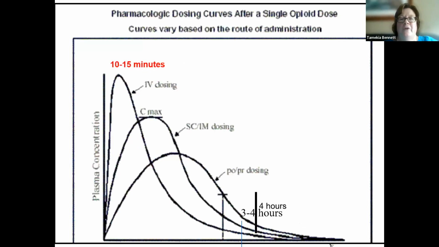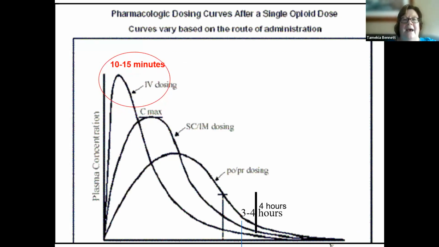So to demonstrate for you here, I'm showing the different pharmacologic dosing curves after one dose of an opioid. And when we do IV dosing, we have to be very careful because over the first 10 to 15 minutes, really to 30 minutes, we can get very high peaks and we can cause side effects if the dose is too high. And those side effects can even include respiratory depression.